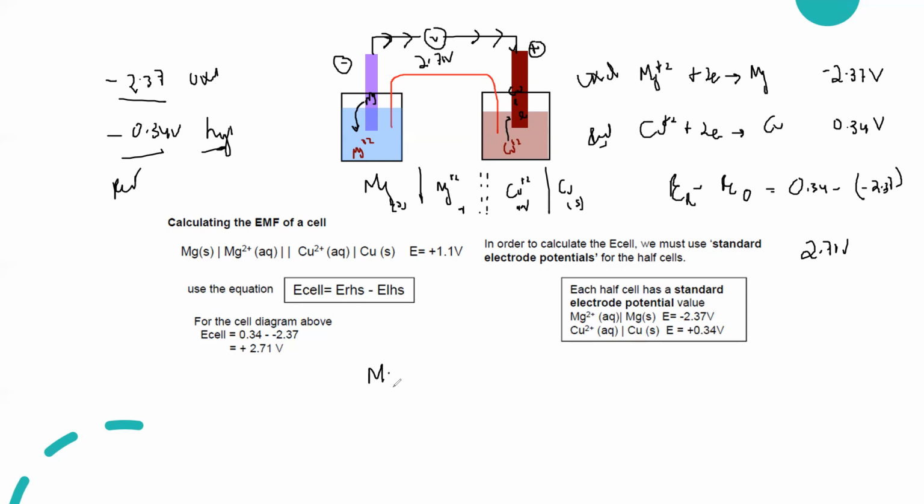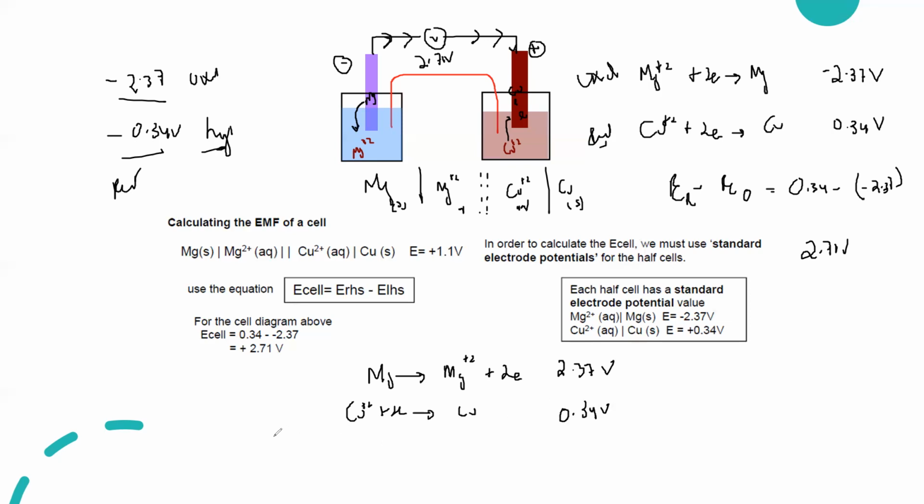You can also use a simultaneous equation to solve this. Magnesium is converting into magnesium ion by losing 2 electrons, and copper ion is gaining 2 electrons and changing to copper atom. The electrode potential for magnesium ion to magnesium atom is minus 2.37, but this is the opposite change, so it will be positive 2.37. And copper ion gaining electrons to convert into copper atom is 0.34.